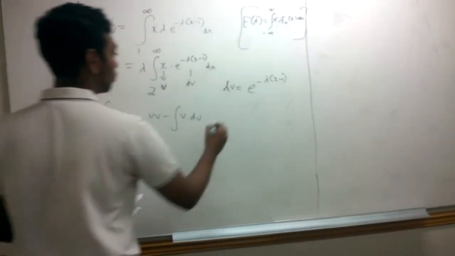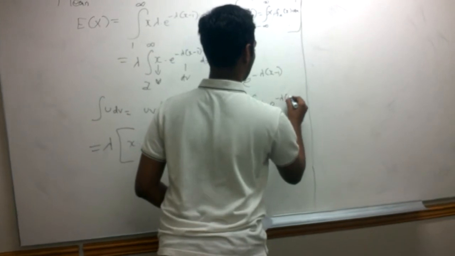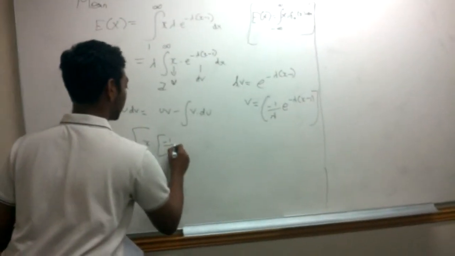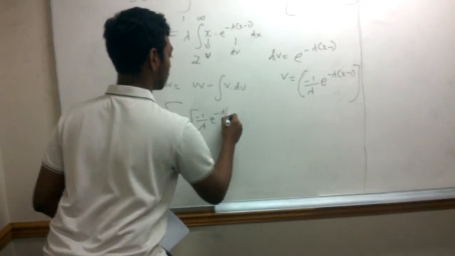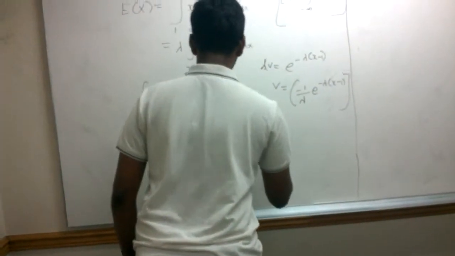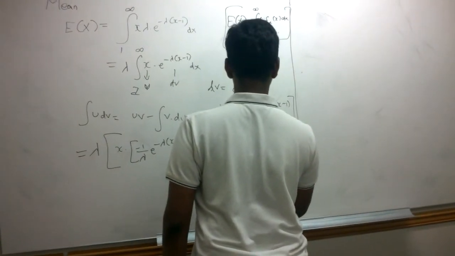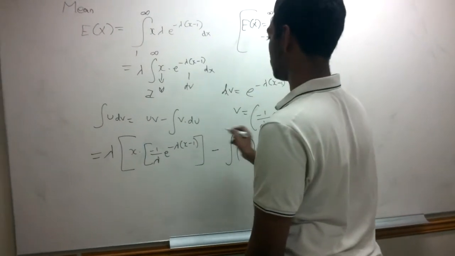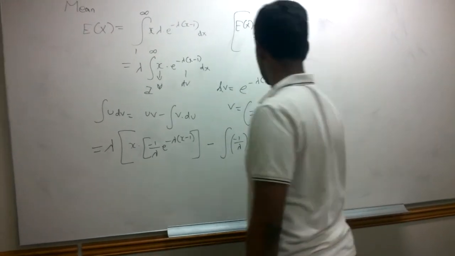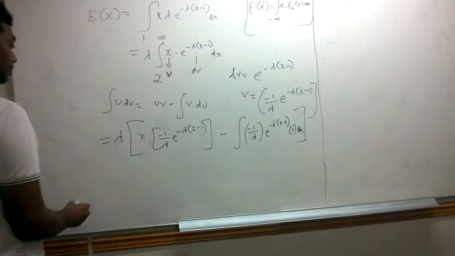So v is going to be equal to minus 1 by lambda times e power minus lambda (x minus 1). I'm going to write it as minus 1 by lambda e power minus lambda (x minus 1), which is uv, minus the integral of v, which is minus 1 by lambda e power minus lambda (x minus 1), into du. du is going to be 1 into dx. So this is the entire term. We have the common term, minus 1 by lambda, so I'm going to take it outside.